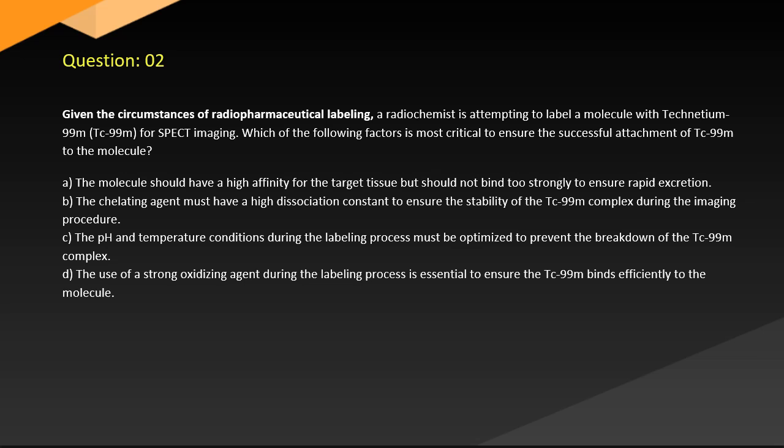B. The chelating agent must have a high dissociation constant to ensure the stability of the Tc-99m complex during the imaging procedure. C. The pH and temperature conditions during the labeling process must be optimized to prevent the breakdown of the Tc-99m complex. D. The use of strong oxidizing agent during the labeling process is essential to ensure the Tc-99m binds efficiently to the molecule.